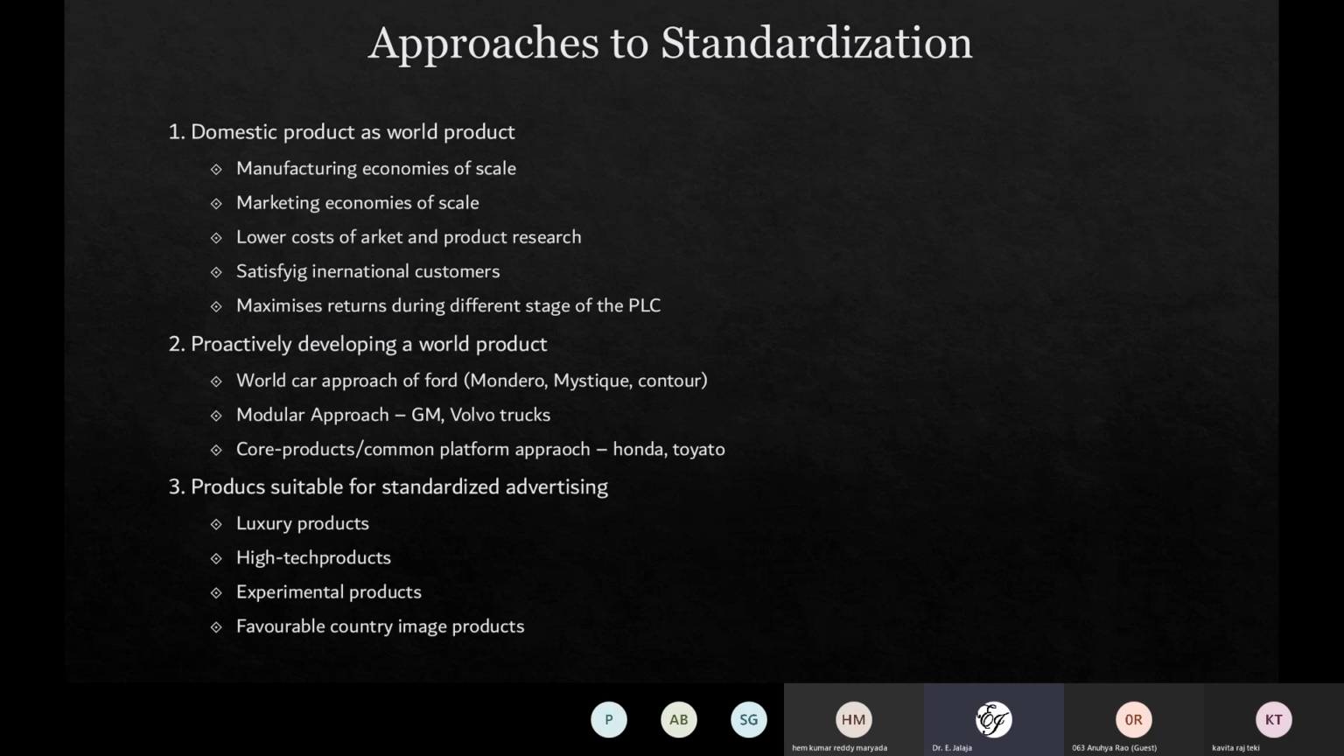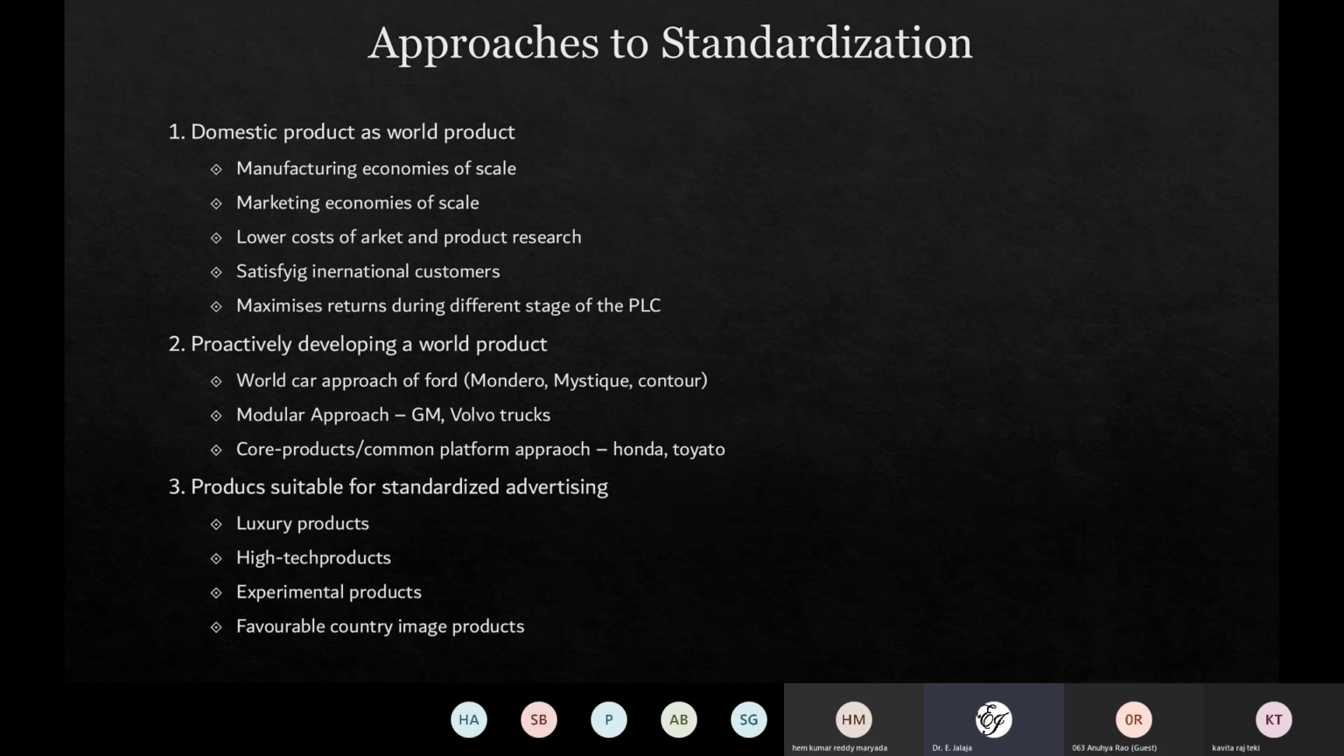First, if you take a domestic product to be offered as a world product, the main concern always is economies of scale, right? The main concern is always economies of scale. Of course, sorry, because I typed it faster, a few spelling errors are there. I'll change them later, but kindly adjust for now.